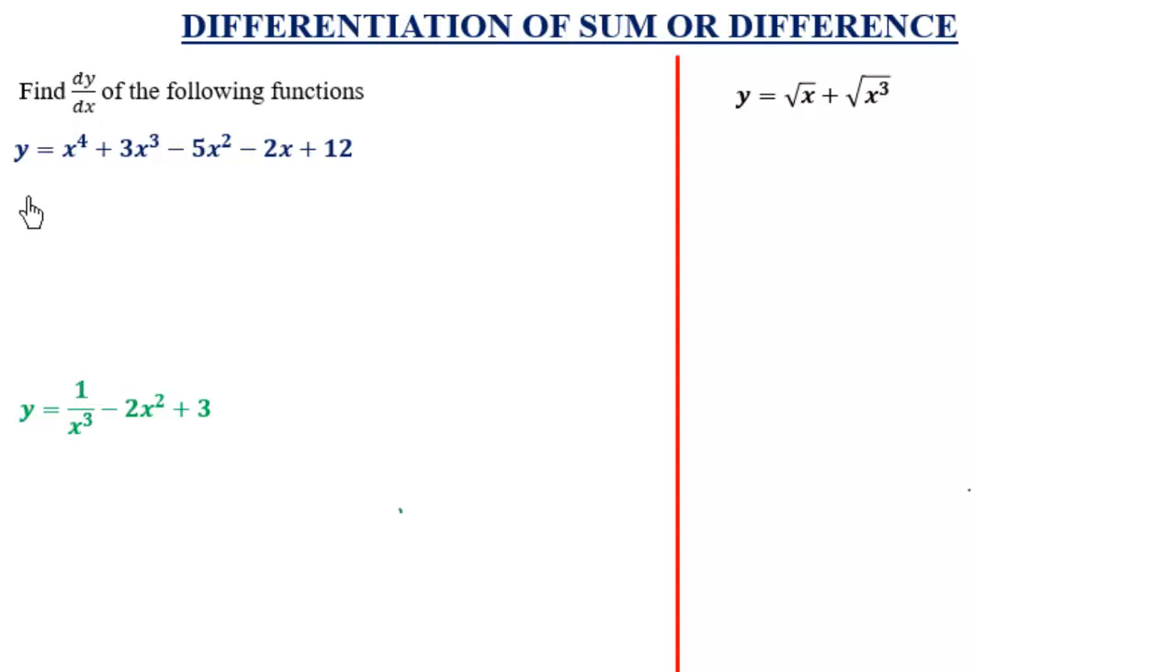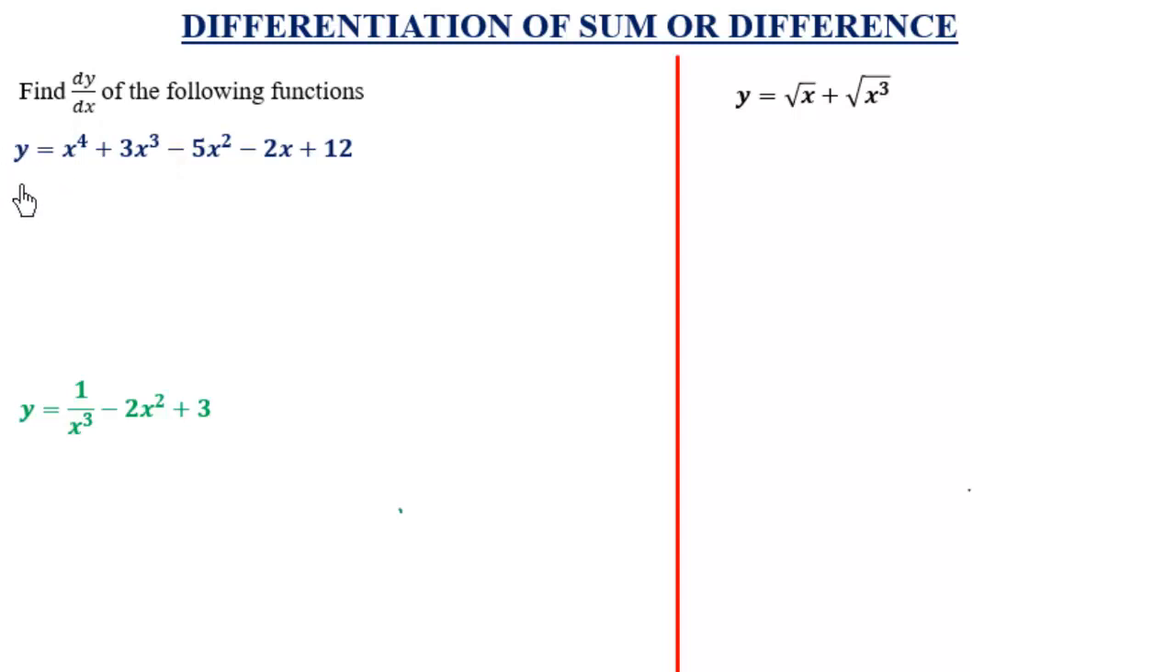So the first function we have here is y is equal to x to the power 4 plus 3x to the power 3 minus 5x to the power 2 minus 2x minus 12, or plus 12. So this function, or this question, is made up of different functions which are adding or subtracting from each other. So we are going to look at how we can differentiate functions of this nature.